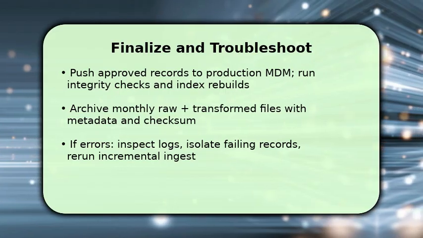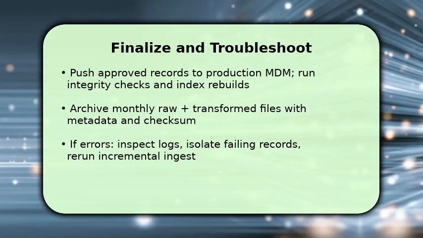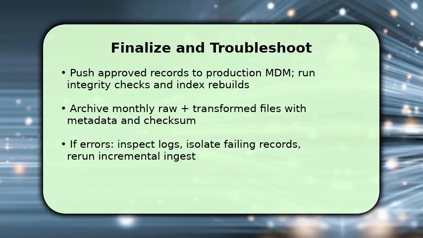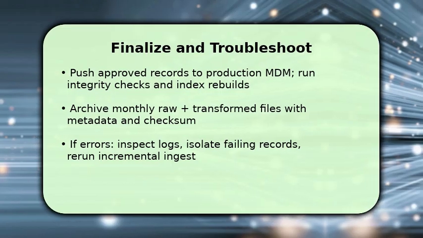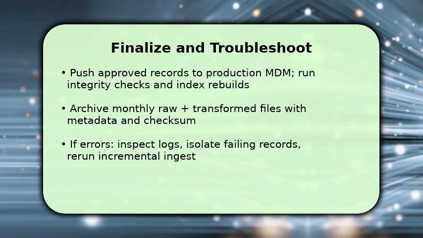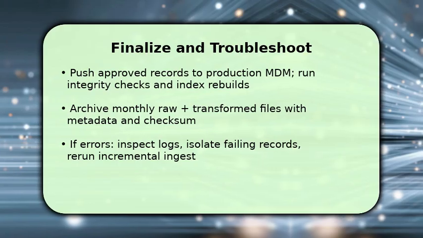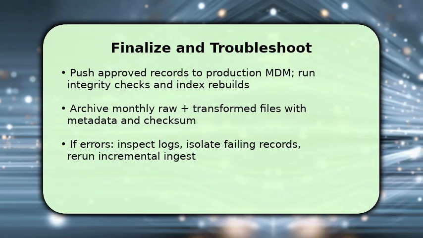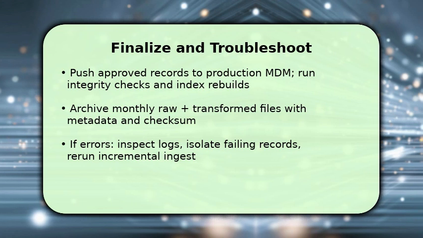If something goes wrong, inspect the ingestion and transform logs immediately, isolate the failing records, and rerun only the incremental ingest after fixes. Finally, notify stakeholders with a summary of changes and attach the reconciliation.